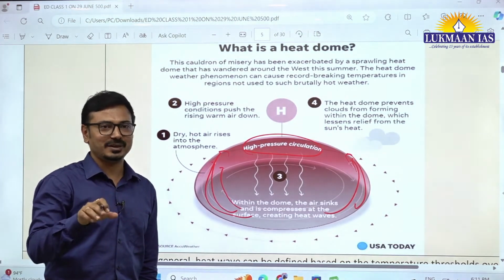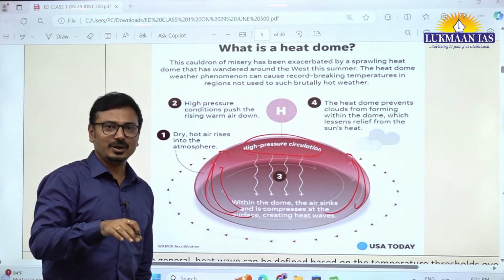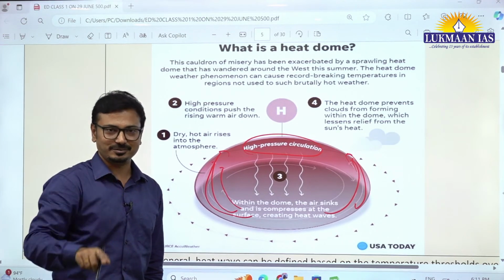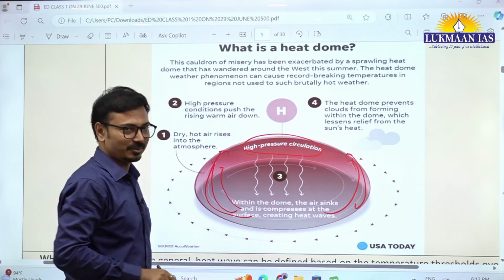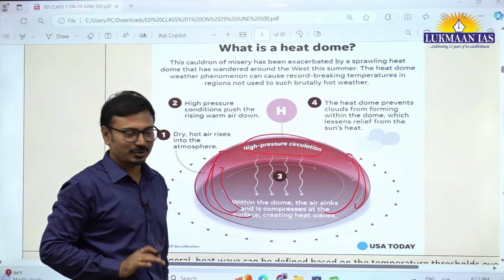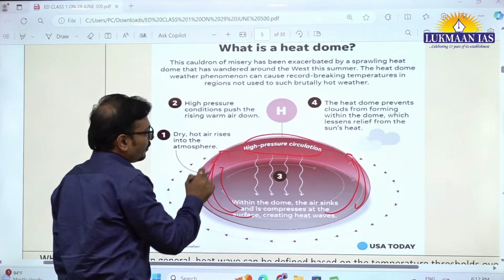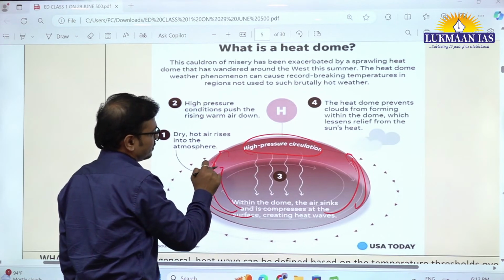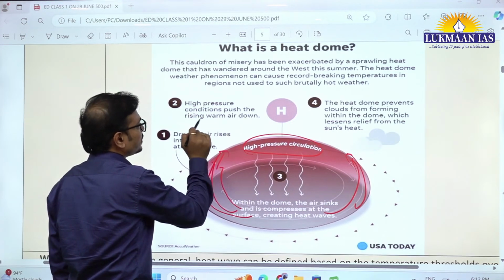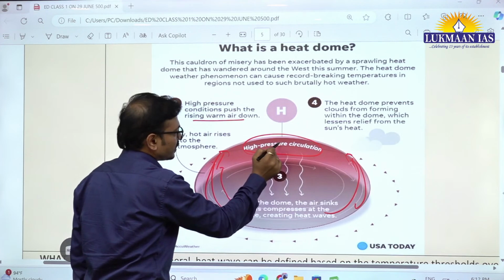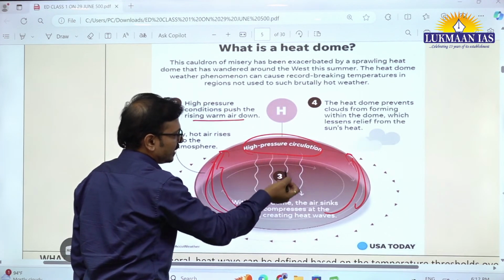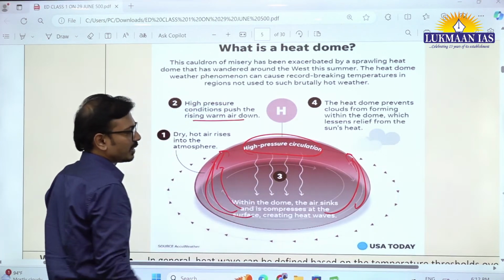In upper atmosphere there is jet stream, and the location of that jet stream is influencing the location of high pressure. I will explain, ठीक है, कैसे होता है. Just understand कि यहां पर high pressure बना है upper troposphere. This warm wind is moving up and like this from both sides. High pressure conditions push the rising warm air down. कहां पर, ये जो हाई प्रेशर क्रिएट हुआ है ये इसको नीचे पुश कर रहा है.